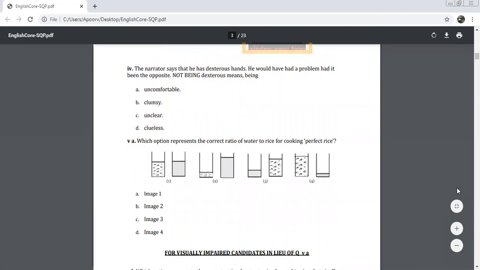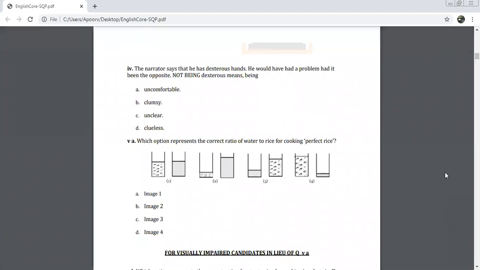Ma'am, what kind of question is fifth A? Yes, beta. It's looking like a chemistry question. You go down. Abhi to you have a lot of things, mysteries in store. I'll keep scrolling down. You'll see that the pattern is quite different from what we had last year.